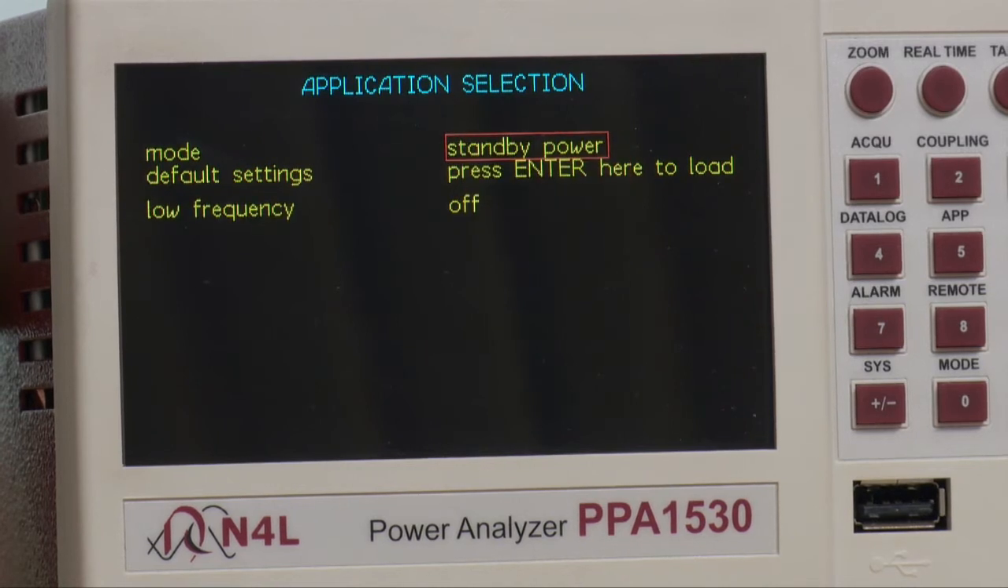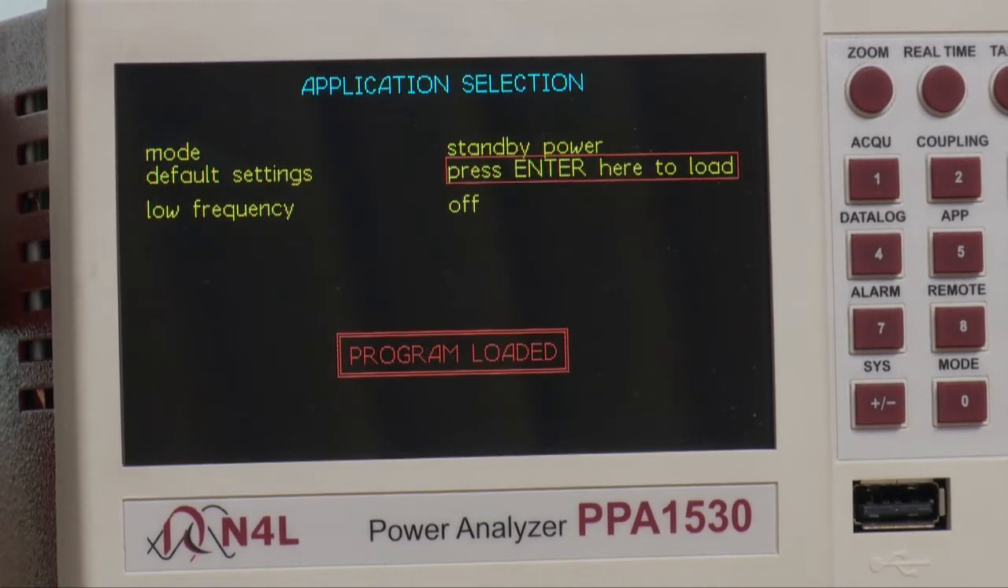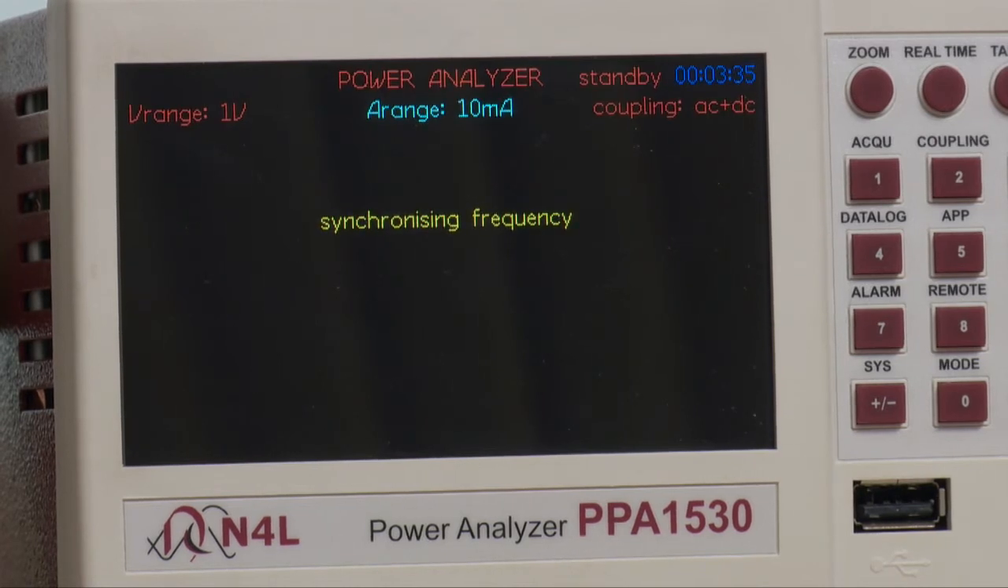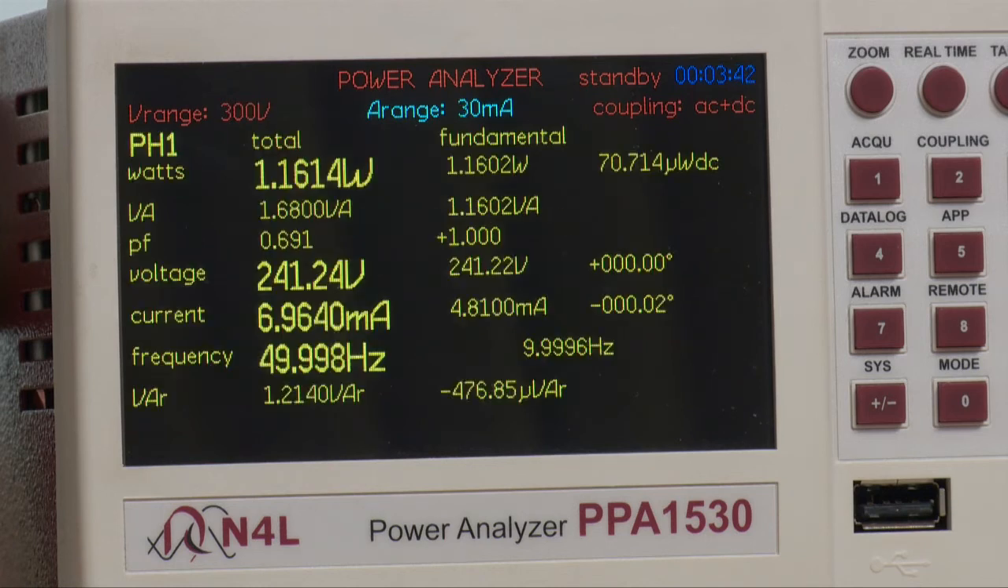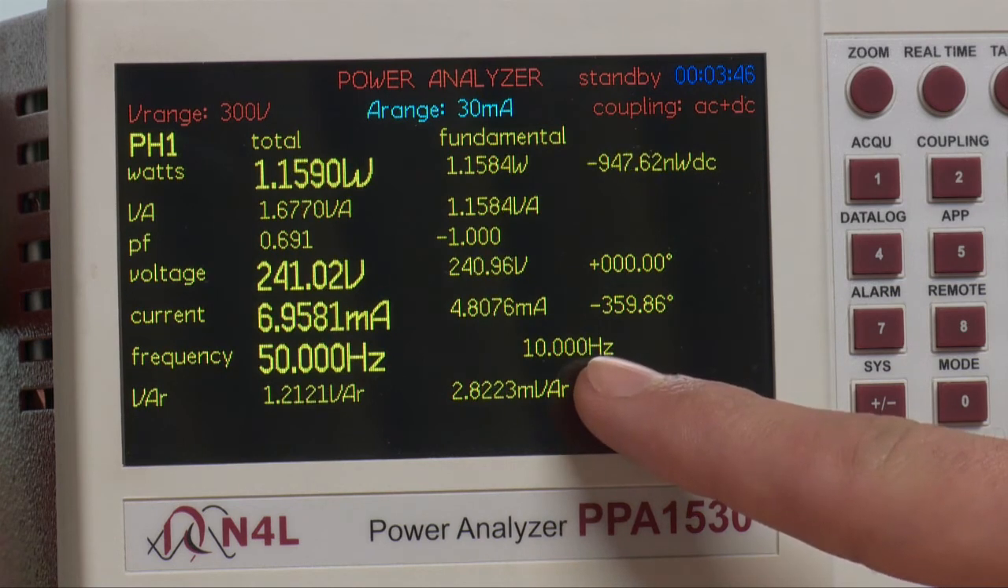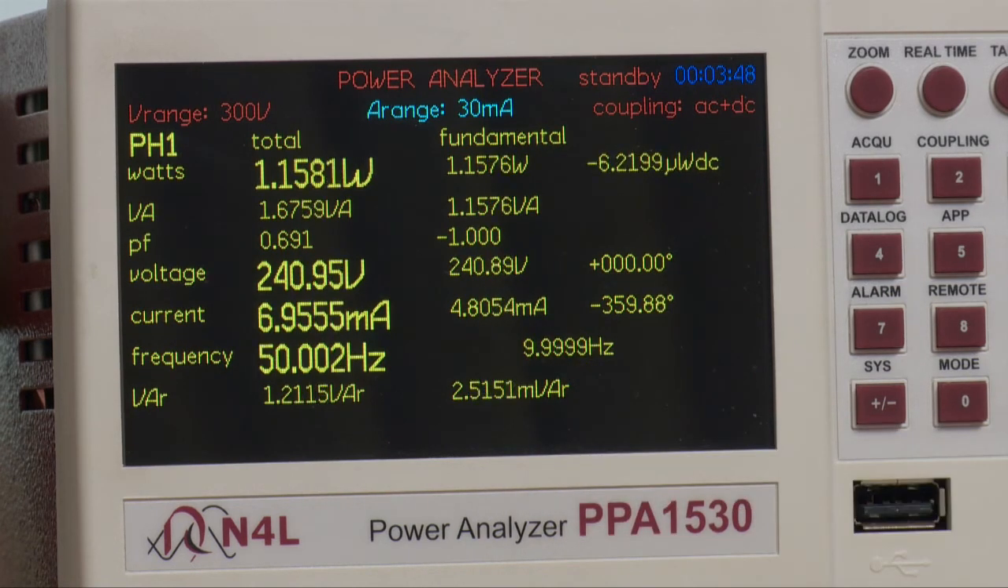If we select the standby power mode in the acquisition menu, we see that the power screen changes slightly with the addition of a second frequency. At the bottom of the screen, we now see a 10 Hz frequency, which is the period of the pulse frequency, and this period will change depending upon the frequency of the pulse.